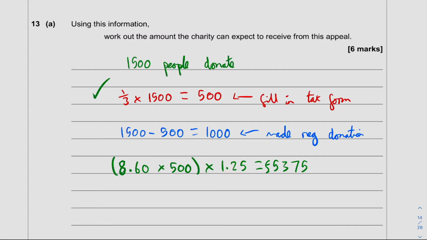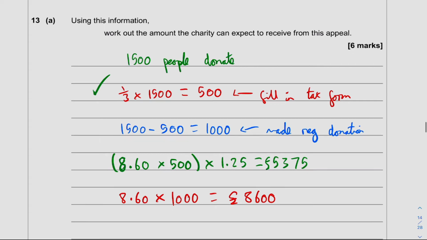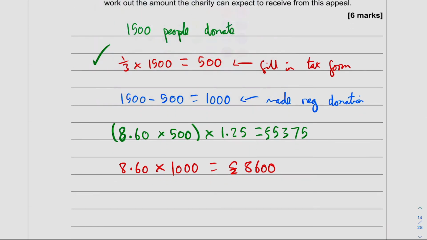Now we move on to the other 1,000 people who donated. So we've got £8.60 times 1,000, and this gives us the amount of money that they donated, which is £8,600. It's always good to double check these things in the calculator in the exam, so I'm going to do that to be absolutely certain. Yes, we get £8,600.